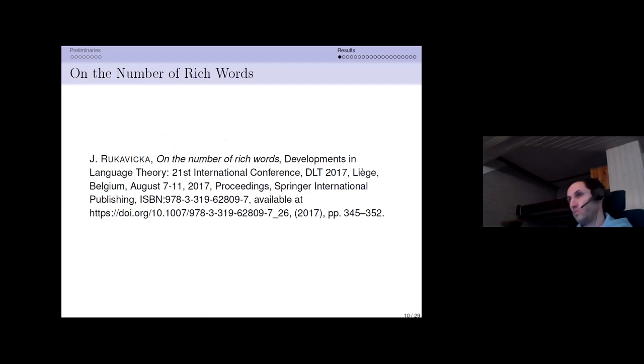Okay. Now I come to my paper, which I presented in 2017 on the number of rich words. I will briefly state the main results of this paper, because this is the first paper where the palindromic factorization of rich words has been used and allowed us to improve the upper bound on the number of rich words. So here is the reference to the paper. It was published and presented also in this conference, Developments in Language Theory.